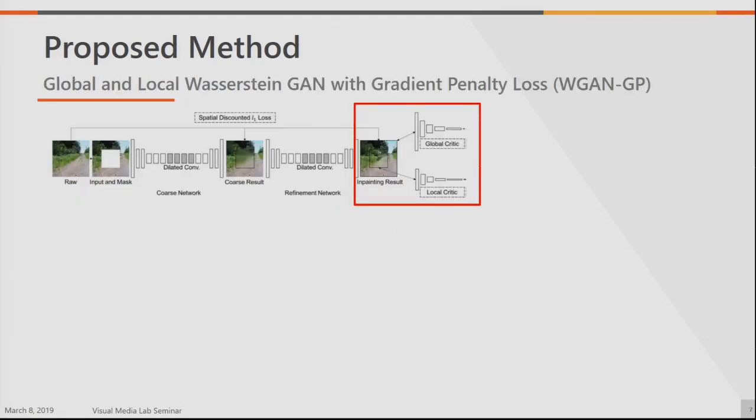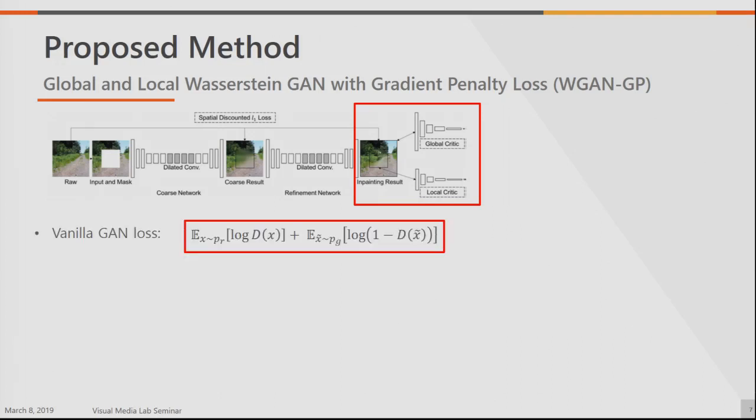And then, as I said before, they have 2 discriminators. They have a global and a local discriminator. The global discriminator takes the entire image as input, while the local discriminator only takes the inpainted region as input. But to train these 2 discriminators, they use the Wasserstein-GAN with gradient penalty term. So the normal vanilla GAN loss is like this, where you have X being the ground truth and X tilde being the prediction.